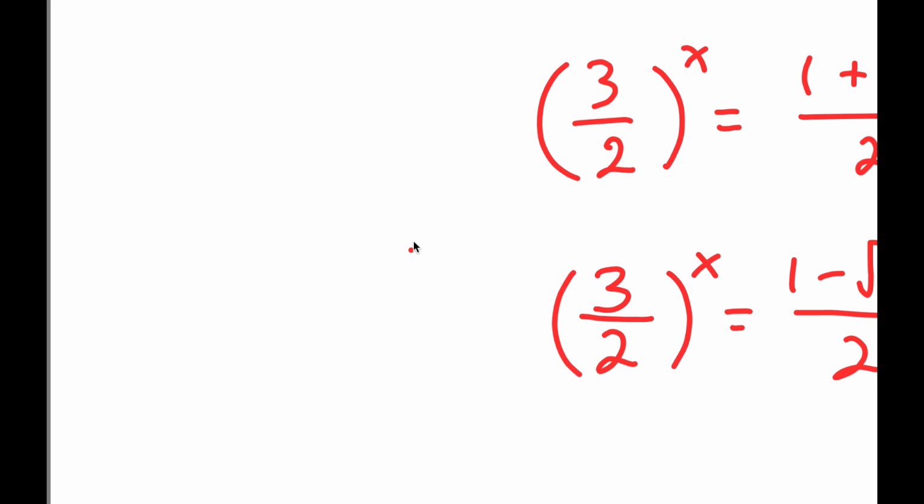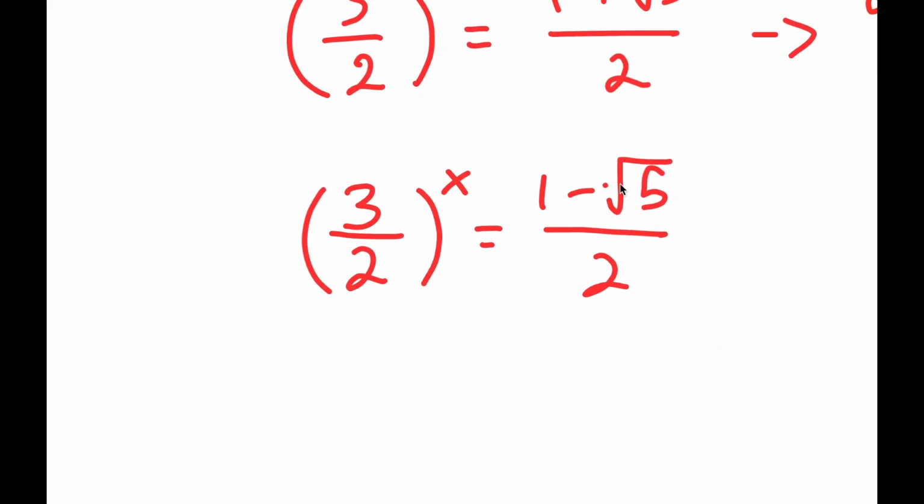And for this equation, 1 minus the square root of 5 over 2 is negative, and you can't take the power of a positive number and make it negative, so this is no solution.